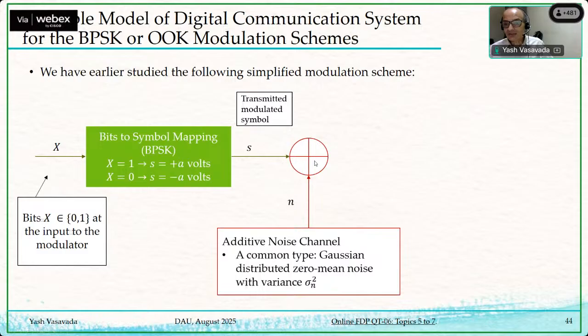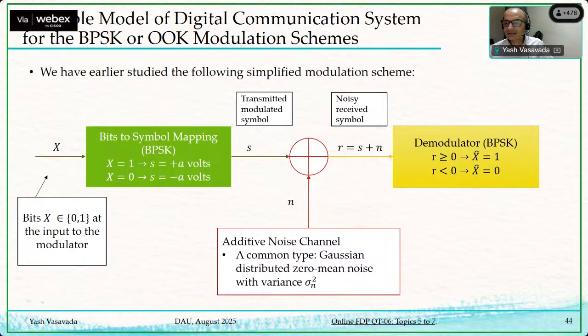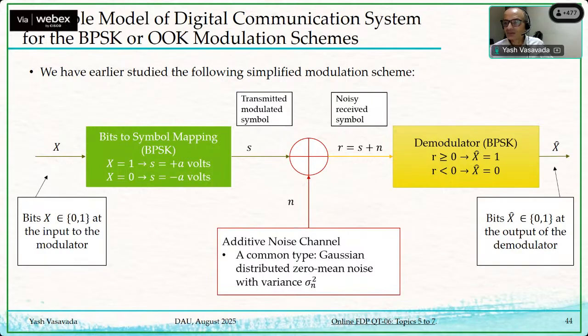The channel now introduces a voltage noise. Maybe it has some variance sigma n squared. Maybe it is Gaussian distributed. The receiver gets a superposition of S plus N. And then that goes to the detector or the demodulator of BPSK, whose output is again either 0 or 1. Hopefully that matches the 0 or 1 sent by the transmitter.